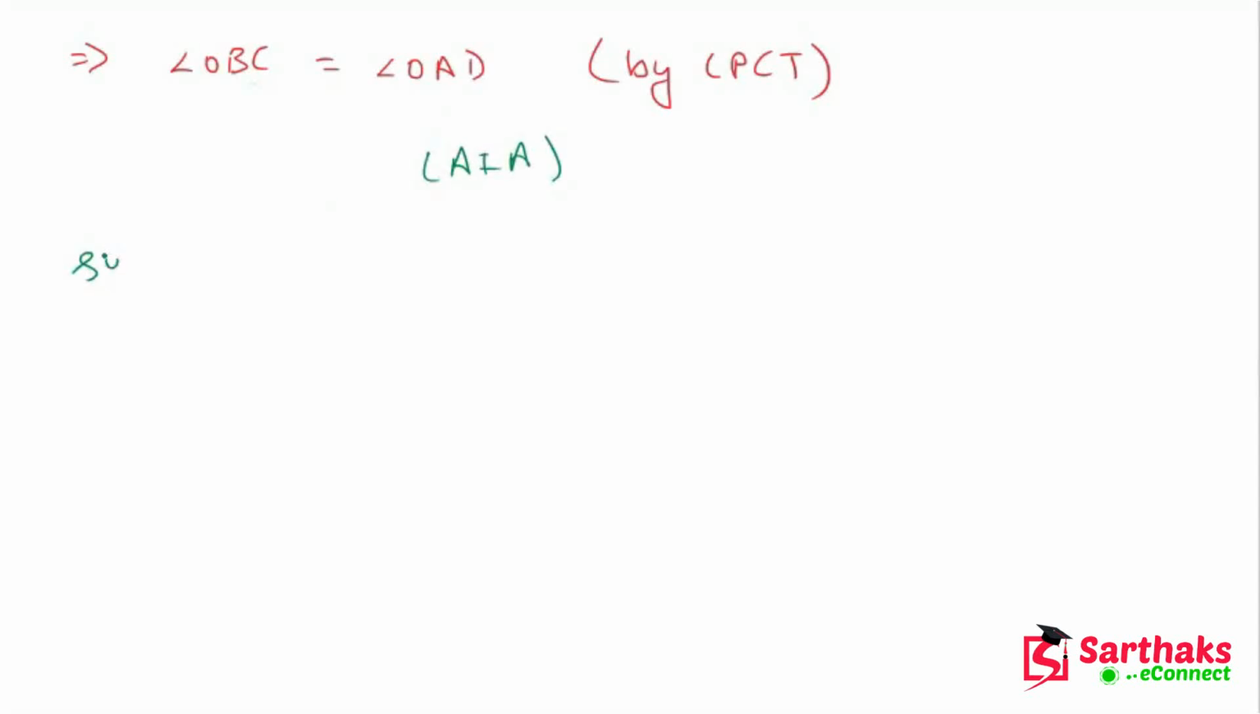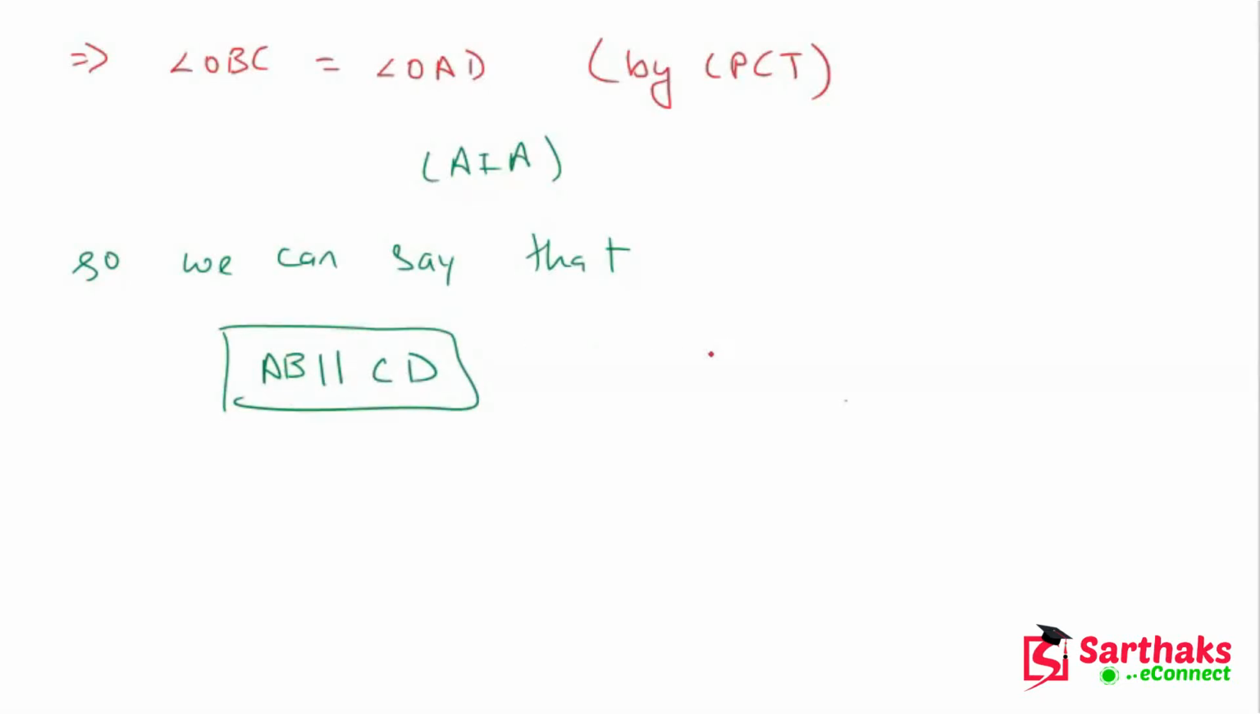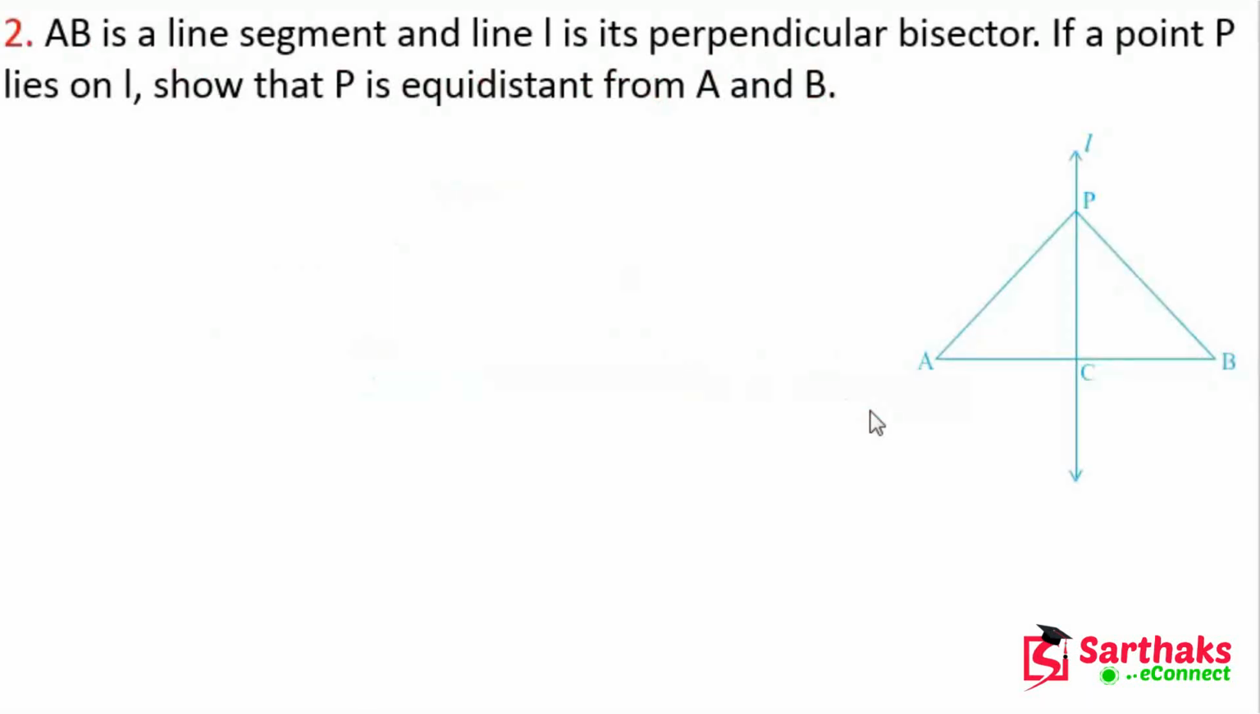So we can say that AB is parallel to CD. They are parallel by the converse of the alternate interior angle theorem. In the previous lecture we already learnt about this. I hope you understand these things. So now let's move on.